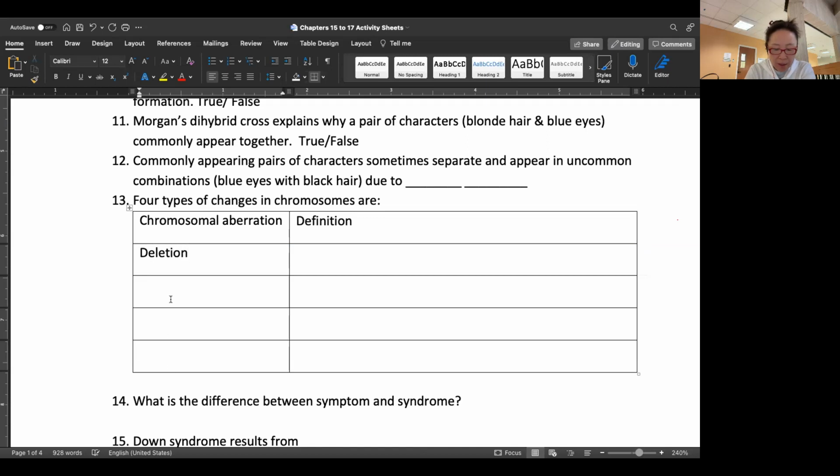And the third one is inversion. Inversion is to reverse a segment within a chromosome, like A, B, C, D, and you get A, C, B, D. And the fourth one is translocation. Move a segment from one chromosome to another chromosome. So there are two chromosomes, A, B, C, D, and the second one is, say, X, Y, Z, and then you have X, Y, Z, A, B. And the first one is missing A, B, so that's translocation.